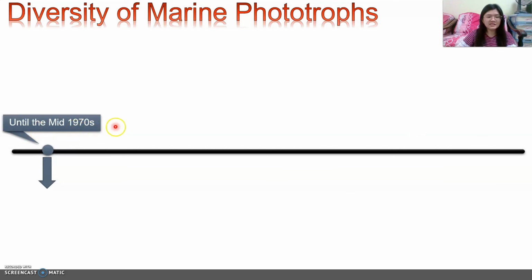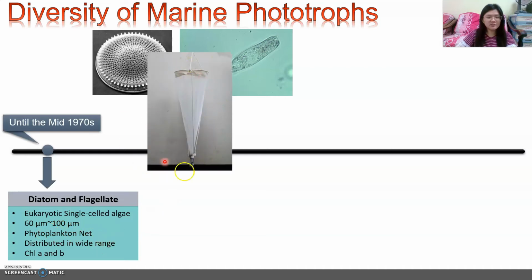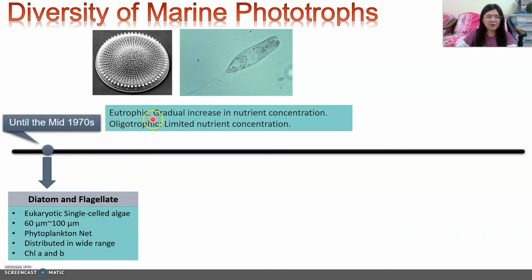In the mid-1970s, diatoms and flagellates were considered primary producers in the oceans. Both of them are eukaryotic single-cell algae, with a cell size of 60 micrometers to 100 micrometers. They can be caught by a phytoplankton net. Diatoms and flagellates can be found in eutrophic environments and oligotrophic environments.